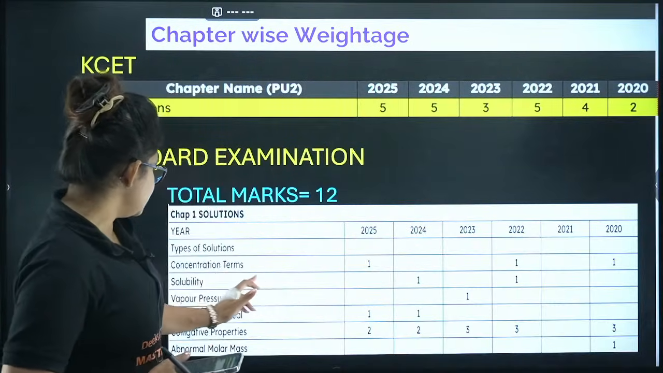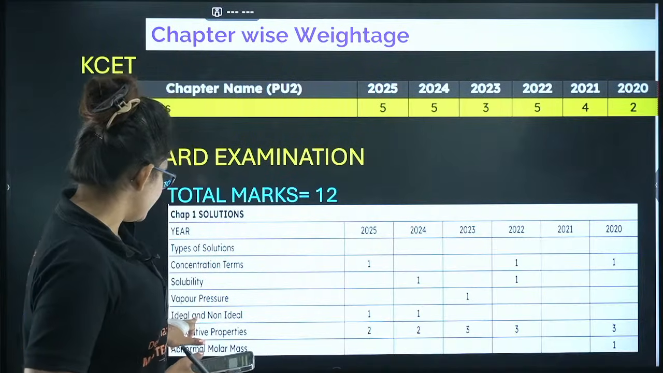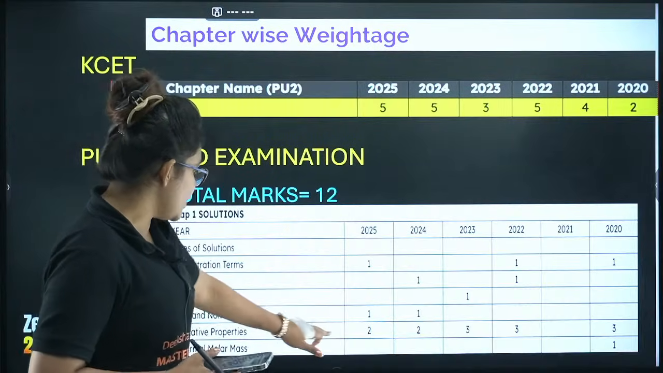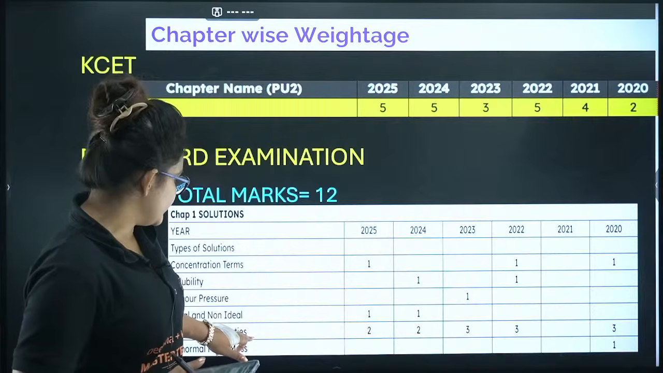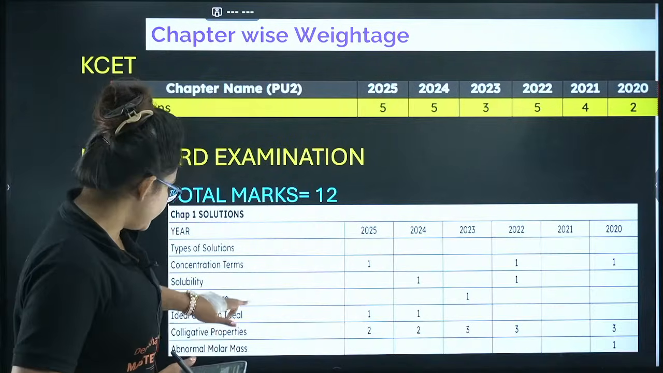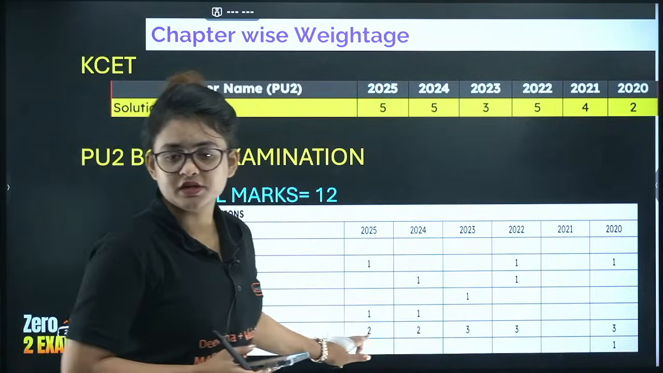Here from concentration terms, in 2025 one question came. From ideal and non-ideal solutions, one question came. From colligative properties, you can see that in the last 5 years this is the target zone. So definitely we will also focus on this zone. From colligative properties, the maximum number of questions came in the last few years.